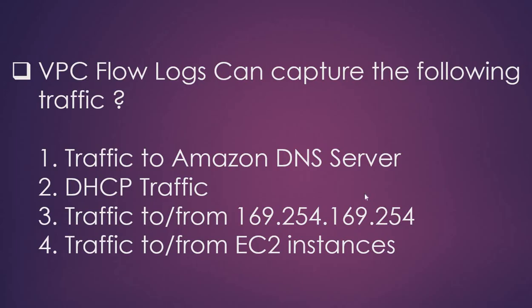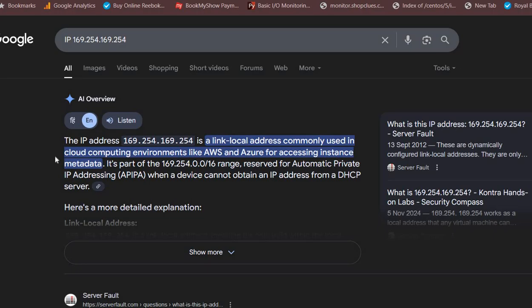Now first look at what this IP is. If you search in Google, you can see that it is a link-local address commonly used in cloud computing environments like AWS and Azure for accessing instance metadata. It is part of the range reserved for automatic private IP addressing when a device cannot obtain an IP address from a DHCP server. So this is a reserved IP address used in AWS and Azure for accessing the metadata.